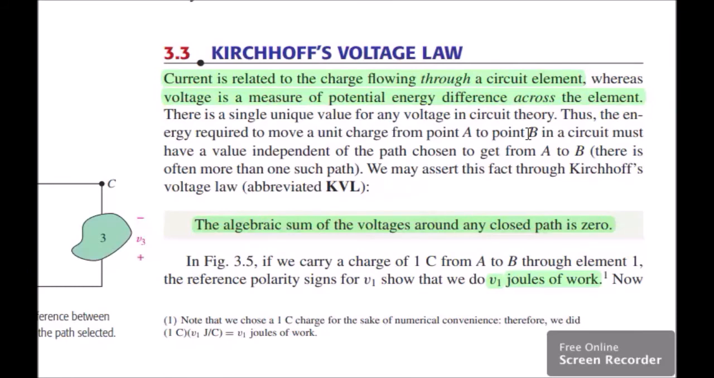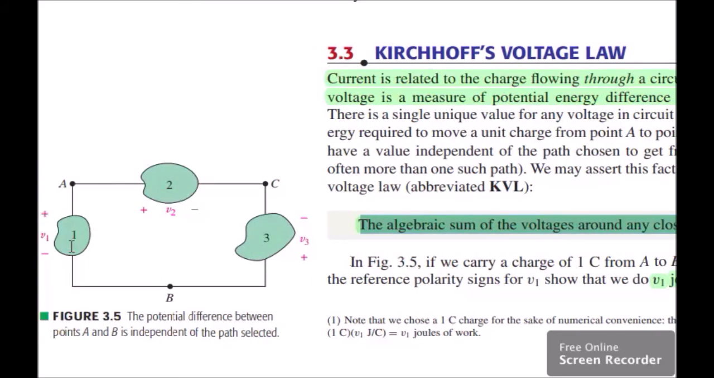So now you're ready for our second law, which is also by Kirchhoff, the Kirchhoff's voltage law. Kirchhoff's voltage law says that the algebraic sum of all the voltages around a closed path is 0. Say for example, these are elements.